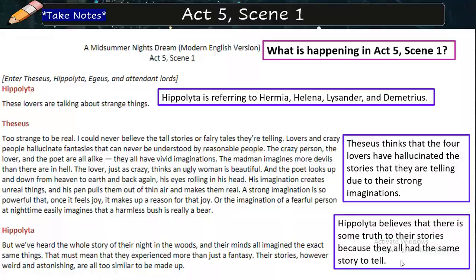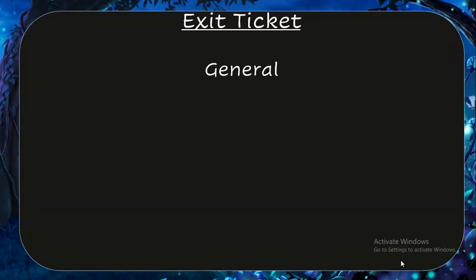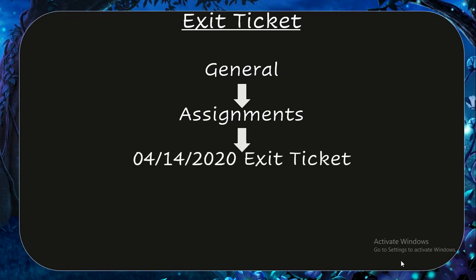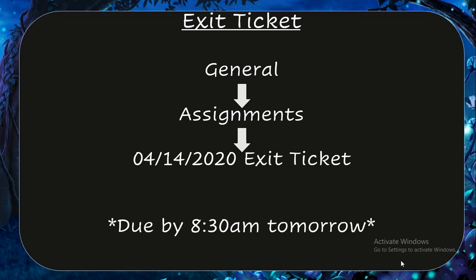And so once you're done with that, you will go into your exit ticket. It's going to be in the general tab as always, and assignments, and it's going to say April 14th, 2020 exit ticket. It's actually due by 9:30 a.m. tomorrow. I'm giving you 25 hours to do every assignment because my class does end at 9:15. And so you're going to have from 9:15 tomorrow to 9:30 the next day to go ahead and get that submitted. And that'll be how it is from now on.